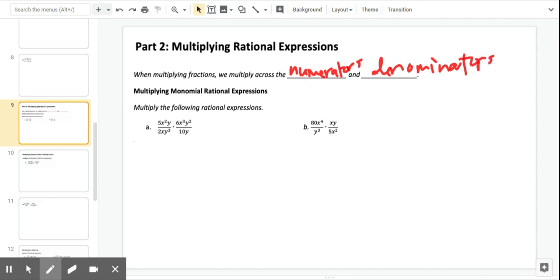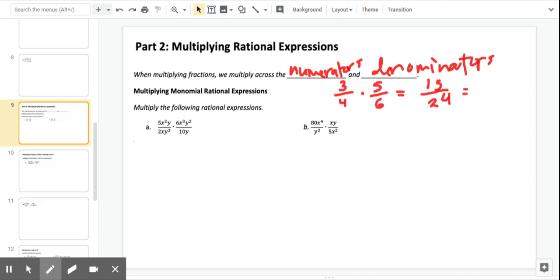As an example, let's say we have 3 over 4 times 5 over 6. If we multiply these, we go across the numerators, so 3 times 5 is 15. And across the denominators, 4 times 6 is 24. And then we always simplify.